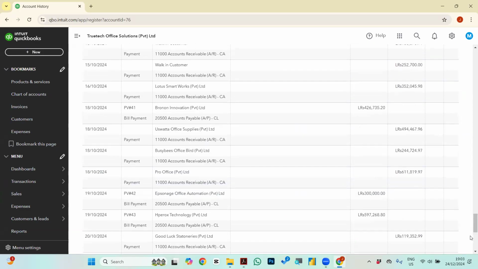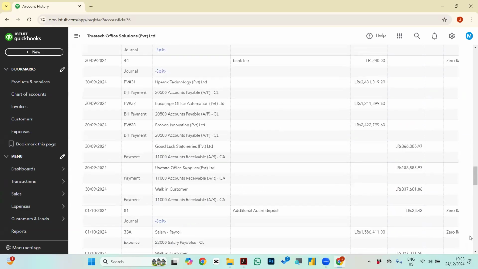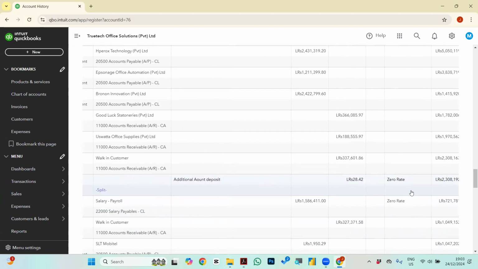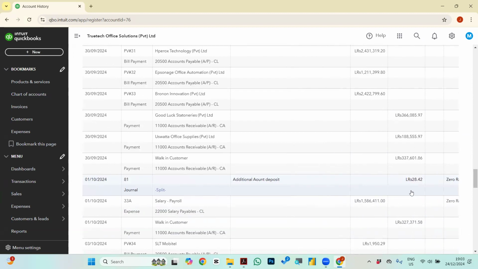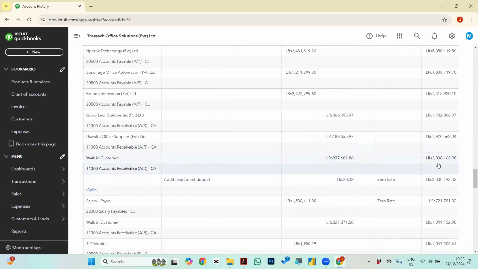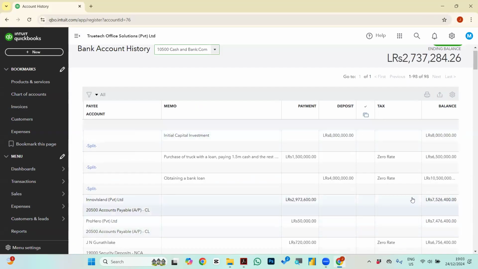Now, if you see, this is the last day of September. At the end of September, there is a balance. I'm going to use the mouse. This is the end of September, and the balance is 2.3 million. If you go to the bank statement, it shows the same balance, 2.3 million. So that means the opening balances are matching.